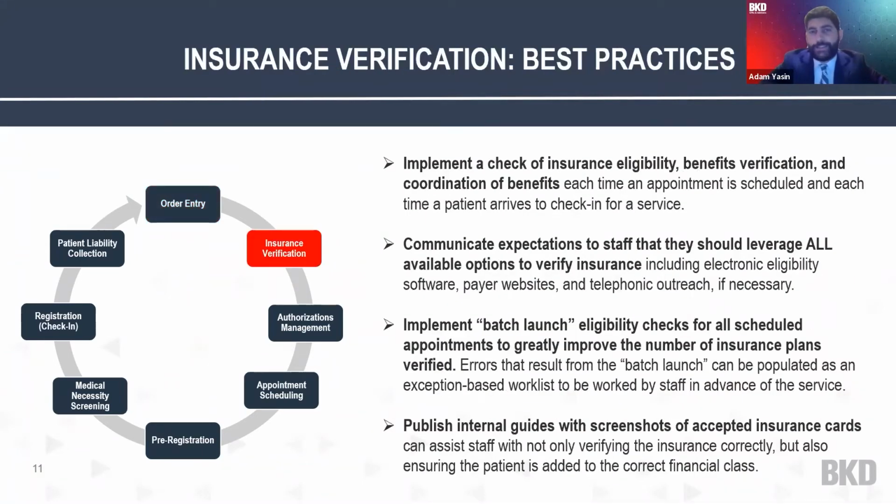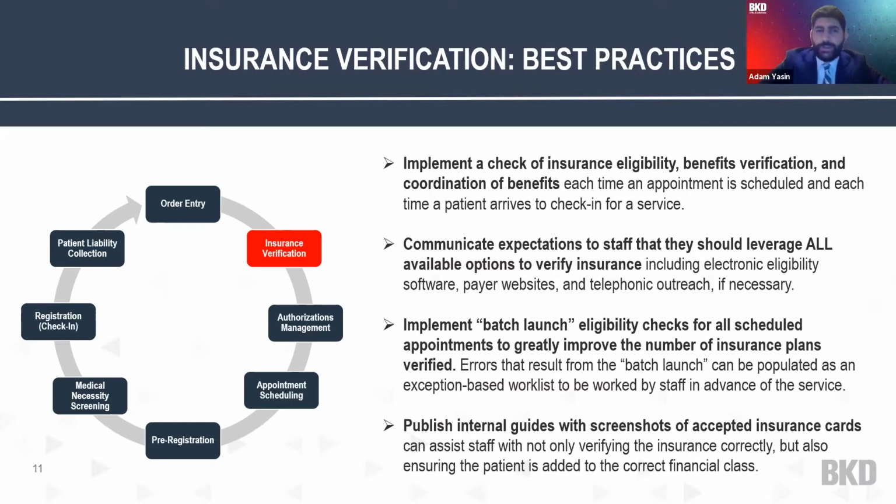Insurance verification best practices: you want to implement a check of insurance eligibility, benefits verification, and coordination of benefits each time an appointment is scheduled and each time a patient arrives to check in for service. And that's without exception. And I really want to emphasize the benefits verification. We often take the step to send that 271 response to the payer and figure out if that patient is eligible. But what we really need to do is interpret the response from the payer, read into the details of the benefit, and make sure that this patient is financially cleared so that as patient access professionals, we can act accordingly to clearing that patient.